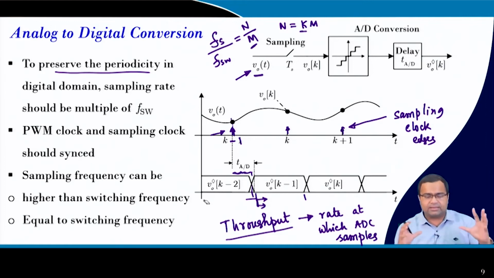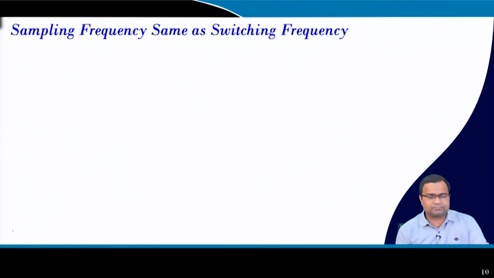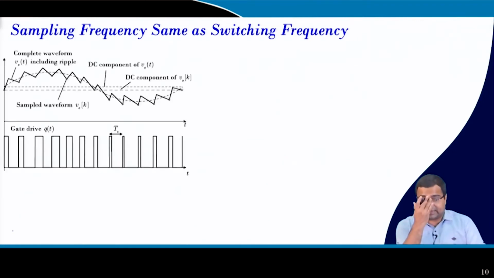There are many architectures or intellectual properties as well as research papers available, but I am not going to discuss them. Generally, for the sake of analysis, it should be equal to this. Now, the sampling frequency the same as the switching frequency is a scenario.